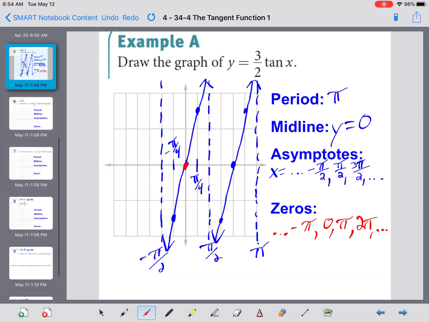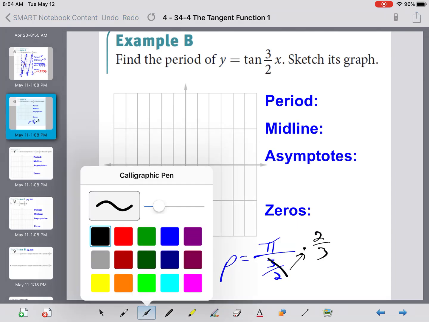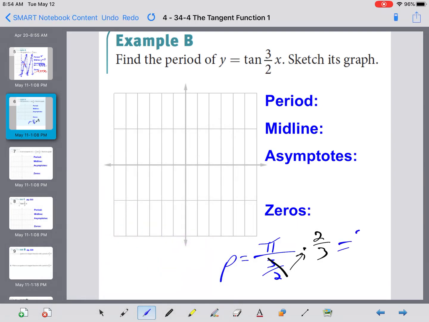Okay. Let's try another one. So now let's mess around and change the period. Here we have 3 over 2. Now that's going to change my period. My period, I'll show the work down here, is pi, instead of 2 pi now, pi divided by 3 over 2. When I multiply by the reciprocal, I get times 2 over 3, which gives me a period of 2 pi over 3. So period here is 2 pi divided by 3. Now, where it gets a little trickier.